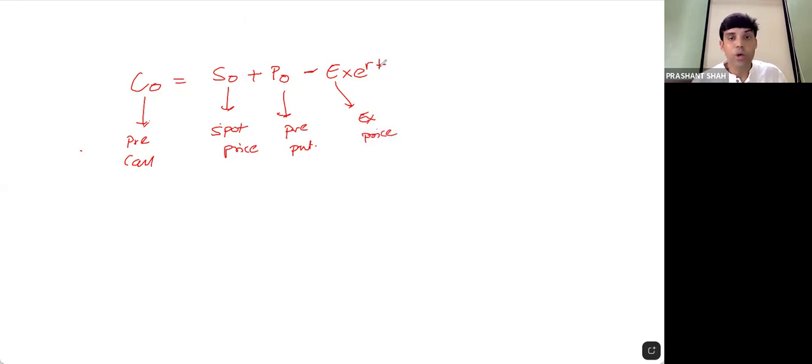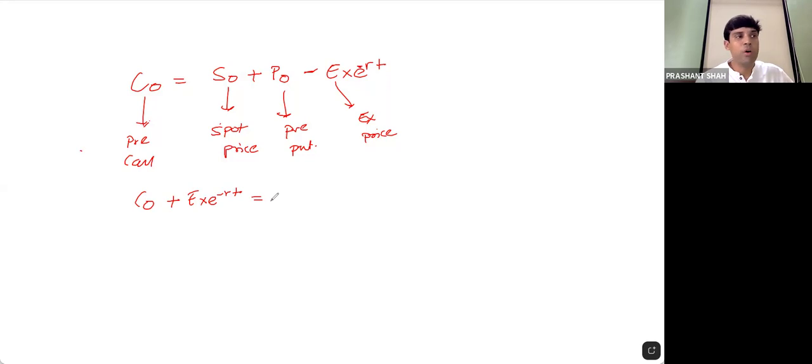Now, e raised to RT. What does this mean? Exercise price, and then it is minus RT, in fact. So this is the present value of the exercise price that we are finding out, and then we are subtracting it. I can also rewrite this equation this way: C0 plus exercise price into e raised to minus RT, because the exercise price is to be paid in future. That is the reason we find out the present value of it, into e raised to minus RT.